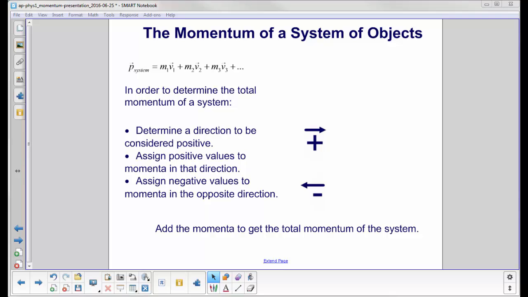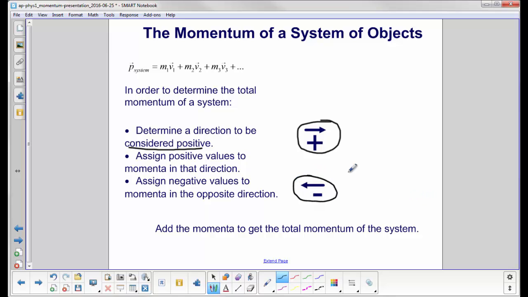The process we'll use to determine the total momentum of a system is, first of all, determine a direction that will be considered positive. And mark that on your problem sheet when you're doing it. So in this case, to the right is positive. So in that case, to the left would be negative. Anybody who has momentum in that direction, you will give a positive value to. And if you have momentum in the opposite direction, you will give it a negative value.